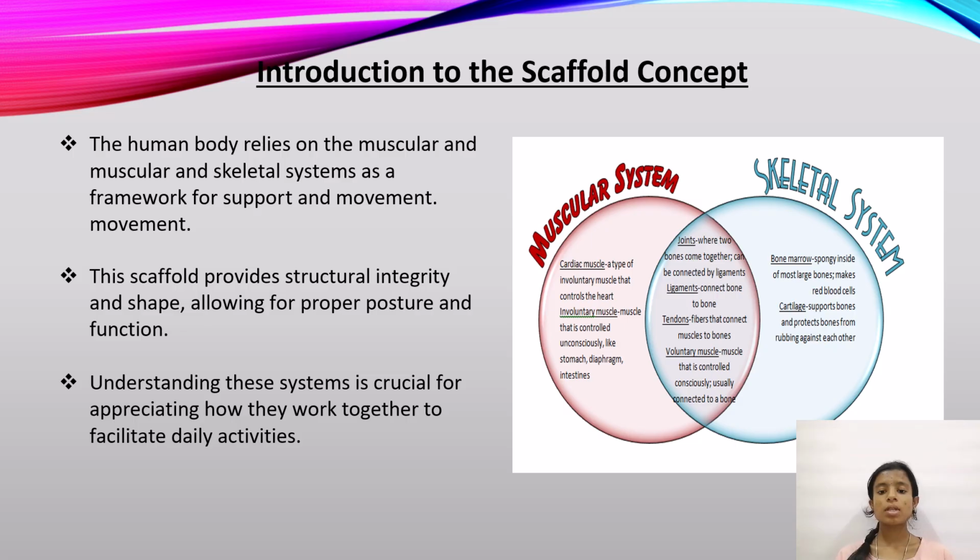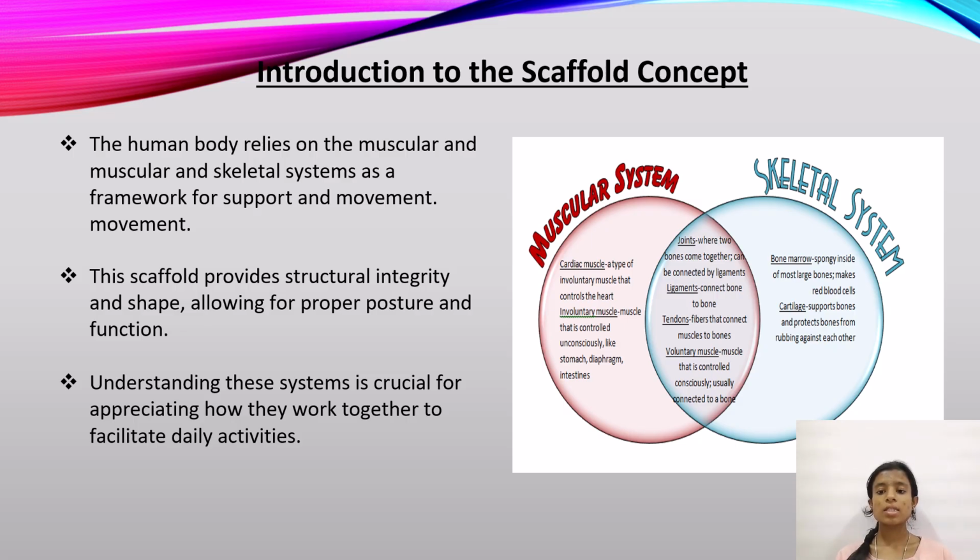Here, cardiac muscle is a type of involuntary muscle that controls the heart, and involuntary muscle also controls the stomach, diaphragm, etc. This scaffold provides structural integrity and shape, allowing for proper posture and function. Understanding these systems is crucial for appreciating how they work together to facilitate daily activities.